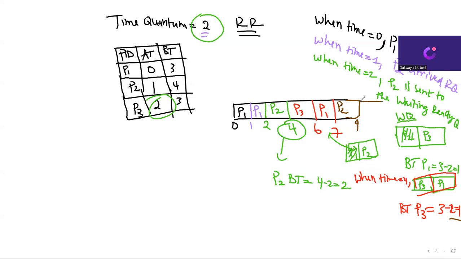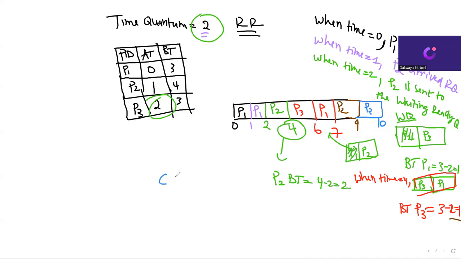Now P3 comes here. Sorry, let me use a different pen. P3 comes here, which is going to be 9 plus 1. It's going to be 10.